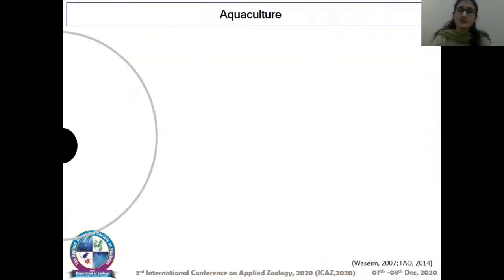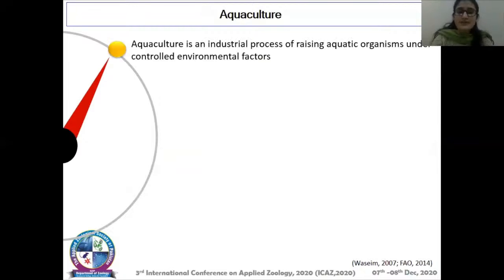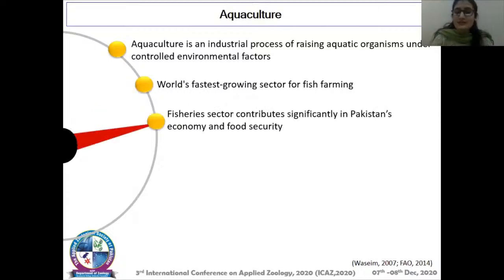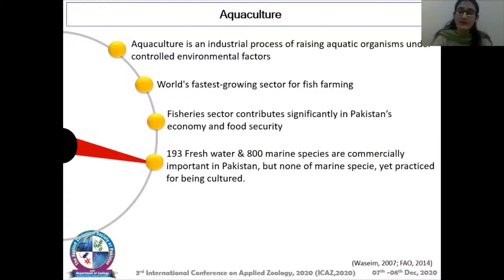Here is an introduction to aquaculture. Aquaculture is an industrial process of raising aquatic organisms under controlled environmental factors, and it is considered the world's fastest growing sector for fish farming. Basically, the fisheries sector contributes significantly to Pakistan's economy and food security. About 193 freshwater and 800 marine species are commercially important in Pakistan, but none of the marine species is yet practiced for being cultured.